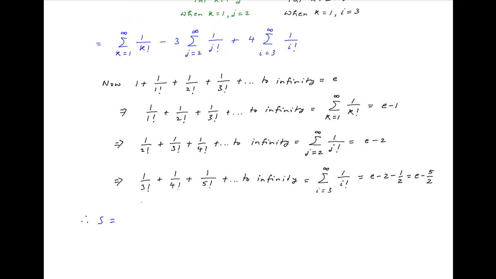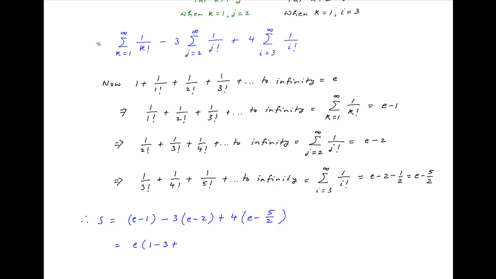Substituting these results in the expression above for S, which is the sum of the given series, the first term is e minus 1, the second term is minus 3 times (e minus 2), and the third term is plus 4 times (e minus 5 upon 2).